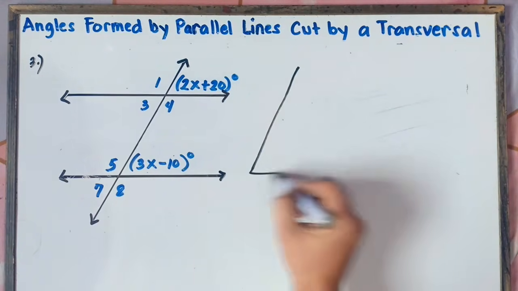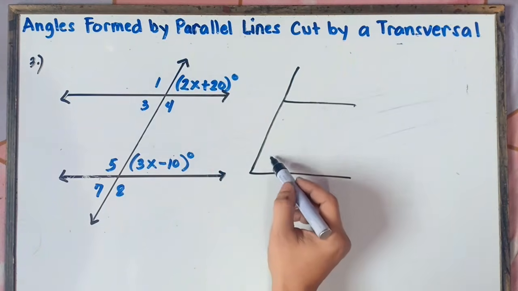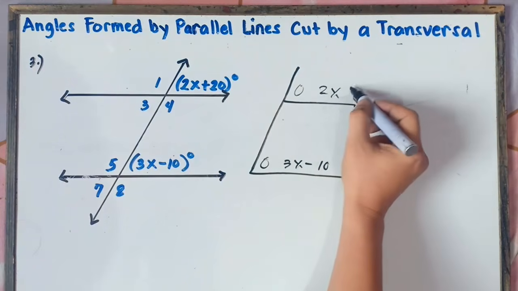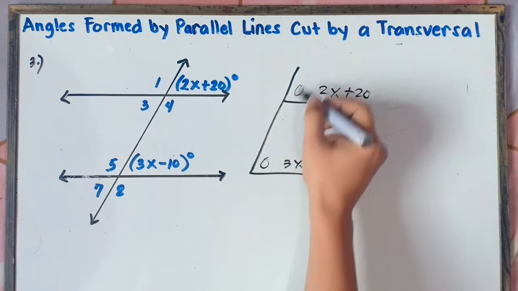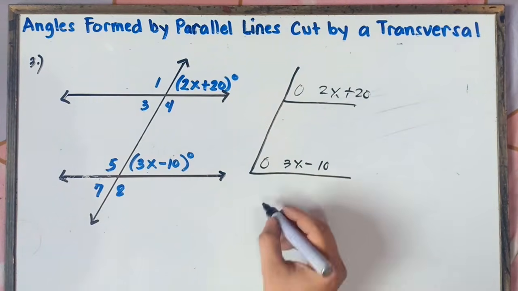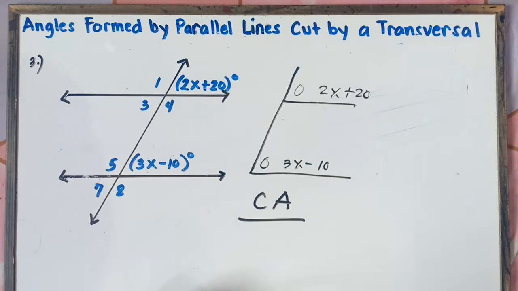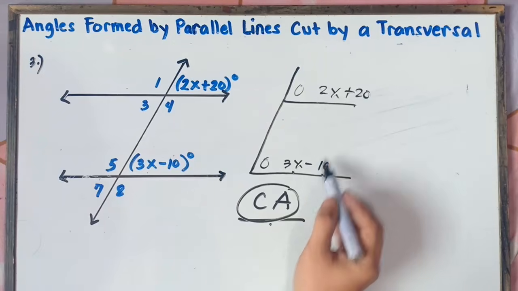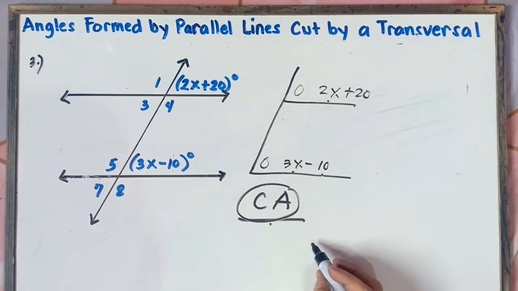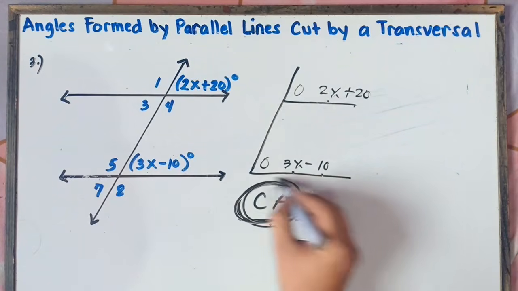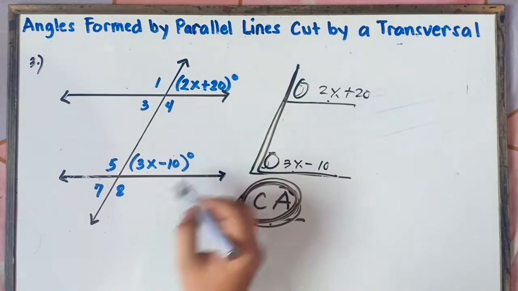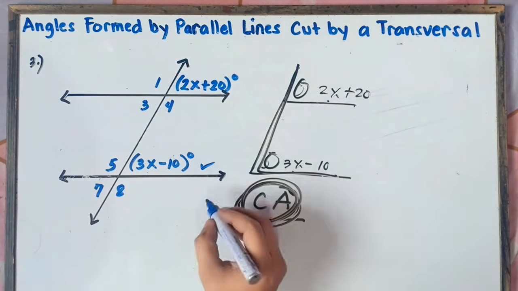Let me just draw that one, class. This angle right here, we have 3x minus 10, right? And then this angle, we have 2x plus 20. Now, if it forms letter F, we call this one corresponding angles. Corresponding angles are always congruent. Therefore, class, we can say that 3x minus 10 is equal to 2x plus 20. Why is that, sir? Once again, corresponding angles are always congruent. It forms letter F, an inverted F. So this angle will be congruent to this angle.